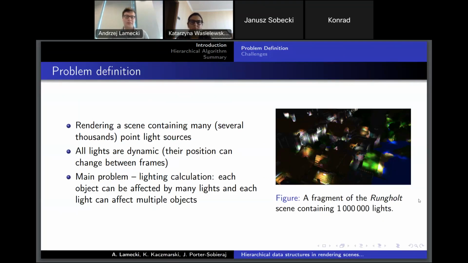All lights on a scene are considered to be dynamic, which means that their position can change between frames, so we cannot bake the lighting into the scene. The main problem is how to calculate lighting for each object on a scene, because each object can be affected by many lights, and each light can affect multiple objects at the same time.